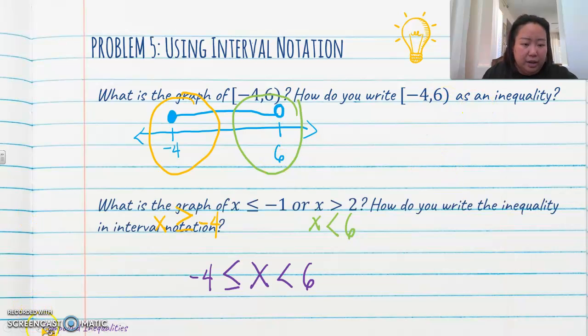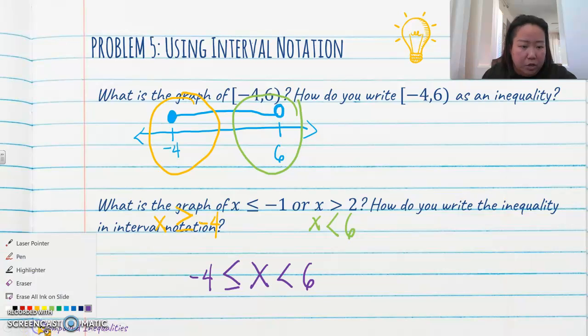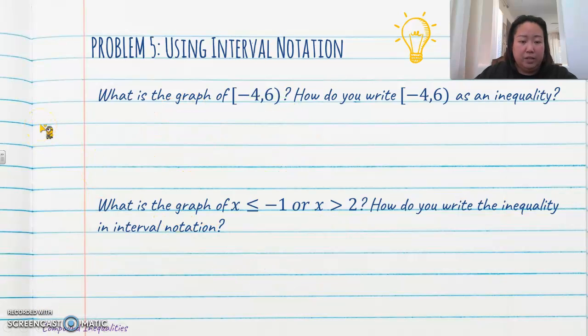And of course, I have the rest of it. So let me just erase all the ink here. I hope you were able to copy those examples. All right. So for this one next, x is less than or equal to -1 or x is greater than 2. Write down the graph. What is the graph and what is the interval notation? Try it out. Go ahead.